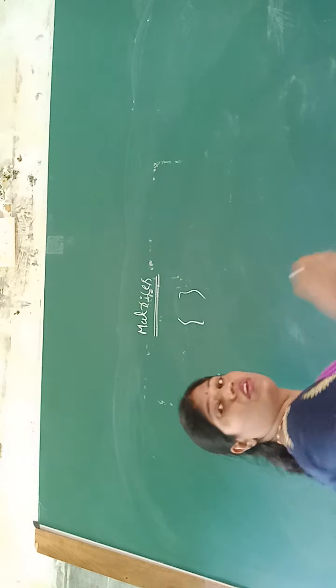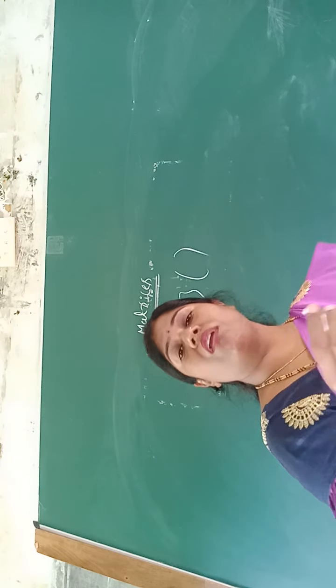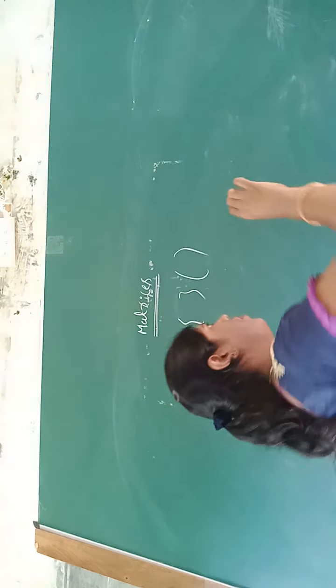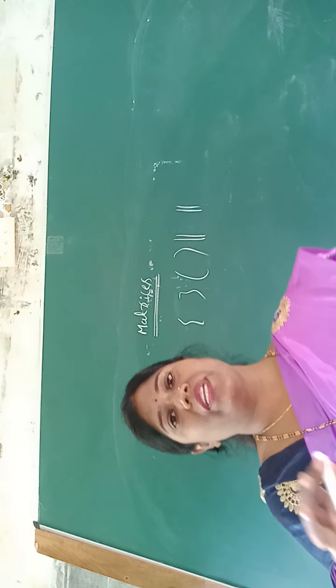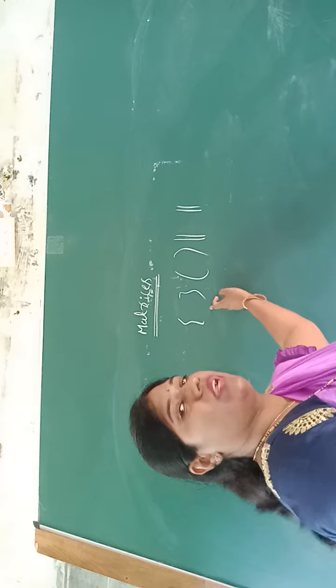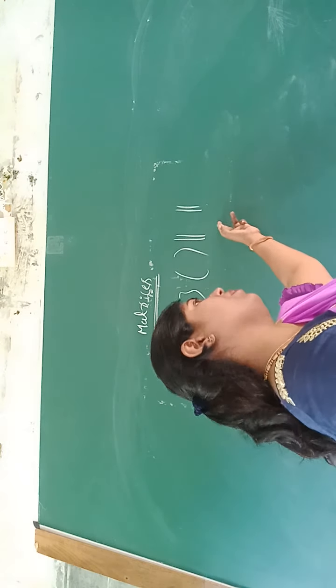The matrix arrangement is enclosed by square brackets, common brackets, or a pair of double bars.